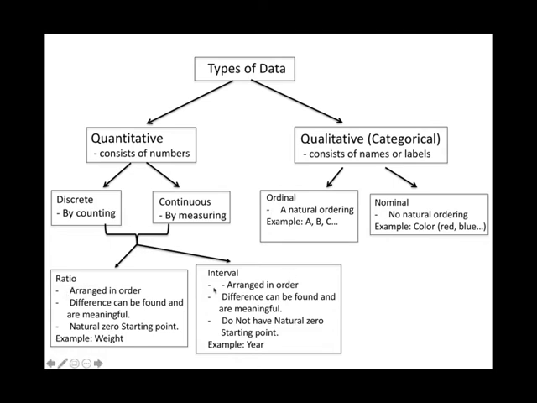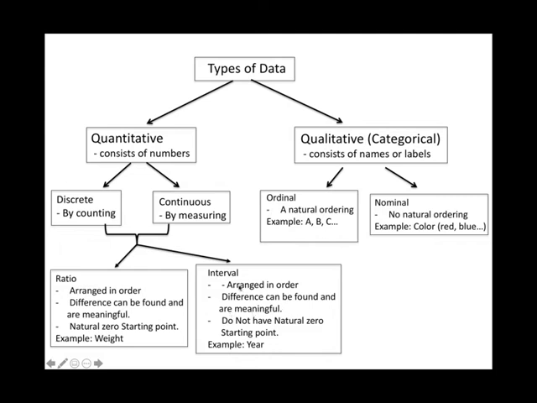Okay, and then ratio and interval. Most of the students get confused of these two. So ratio: arranged in order, the difference can be found and are meaningful. Number 3, natural zero starting point. Look at the interval here also. You also can arrange in order, the difference can be found and are meaningful.